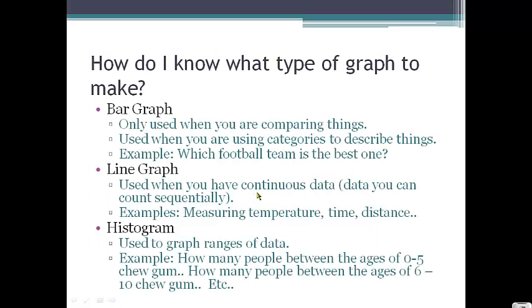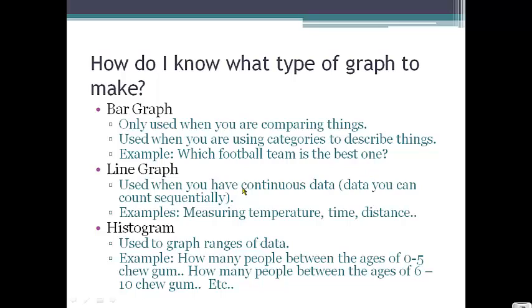So how do you know what type of graph to make? Well, there are 3 main types of graphs we use in science. We use bar graphs, line graphs, and histograms. A bar graph is when you're comparing things, or comparing categories of things. So for example, let's say I went out and asked everybody which football team they like the best. And I took a survey and then I wanted to create a graph to show my results. In that case, I would use a bar graph. I would put the names of the football teams at the bottom of the graph, and I would make a bar for each football team showing how many people voted for that football team. That would be a bar graph.